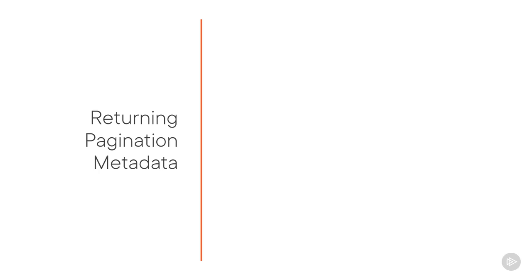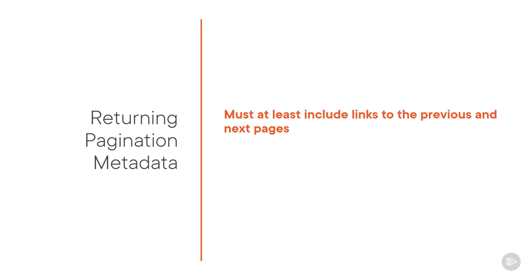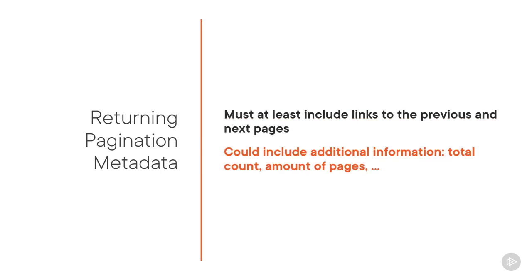Let's think about what would be useful for the consumer of the API to know about a paged set of data. At the very least, we should include URIs to request the previous and next pages, so the consumer doesn't have to construct those. Additional information is often included as well: total count or the total amount of pages, the page number and/or page size. But how do we include this data in the response then?